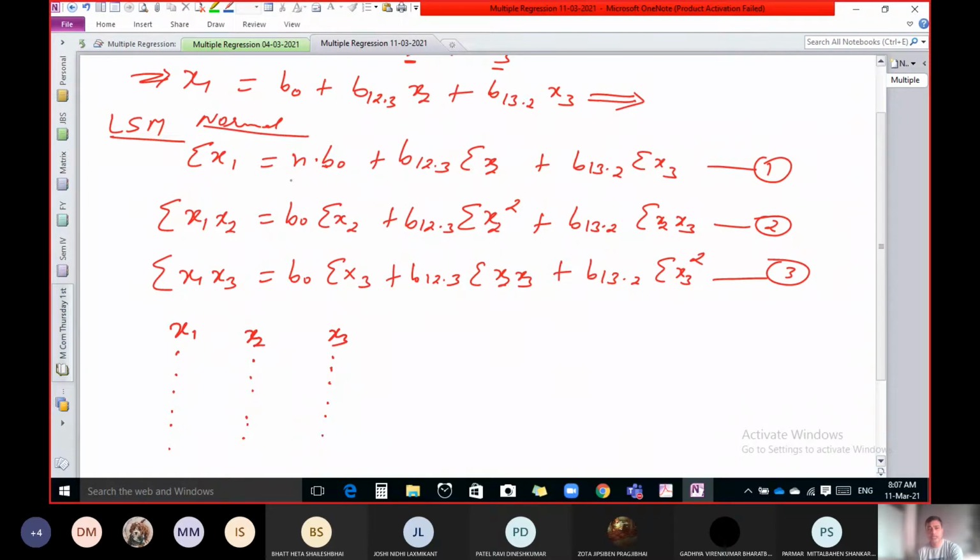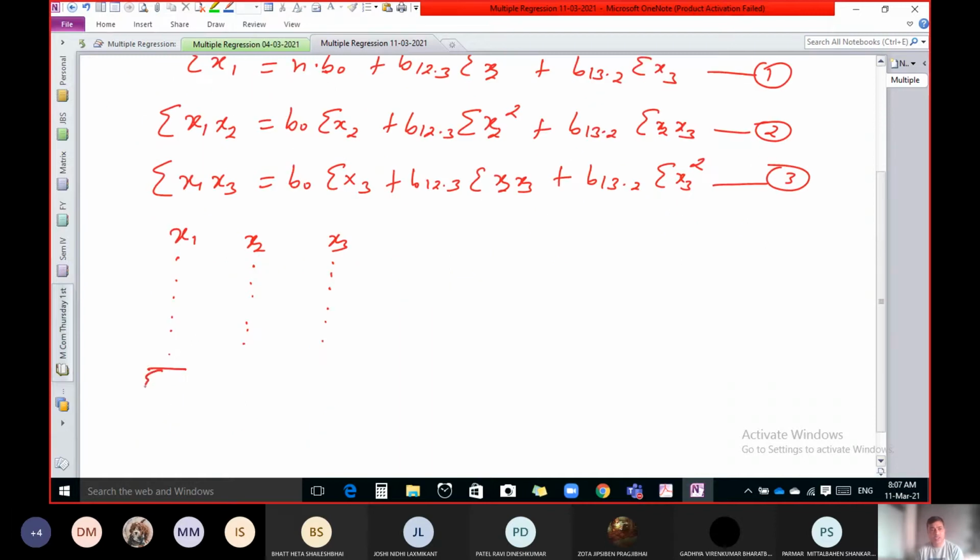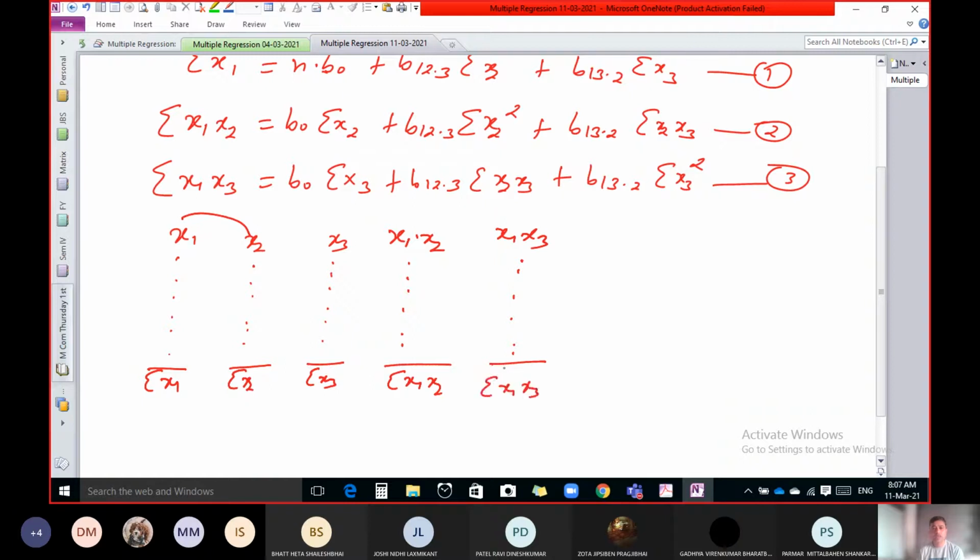Okay, now first step, we want the total of that. Sigma x1, you can calculate the total of this. So we get sigma x1, sigma x2, sigma x3. Then we require x1 into x2. So multiply the corresponding values, and we get once again 6 values. Add this, we get sigma x1 x2. Multiply x1 with x3, and once again we get corresponding values. If you multiply we get 6 values of that, add that one, we get summation of x1 x3.